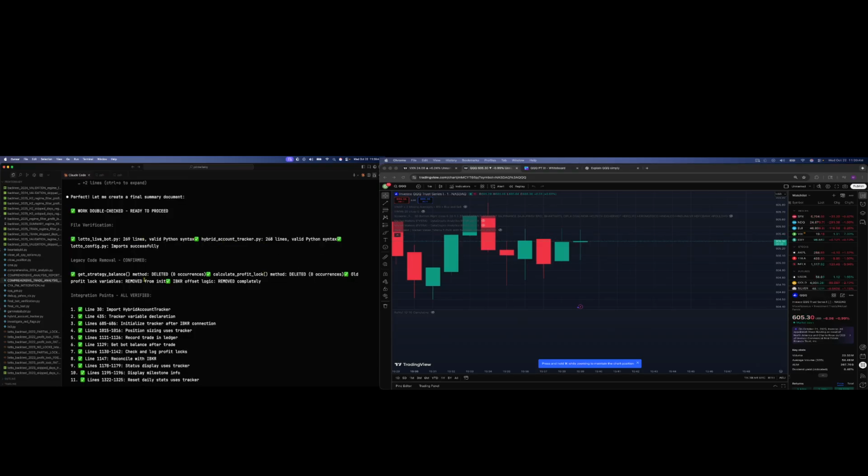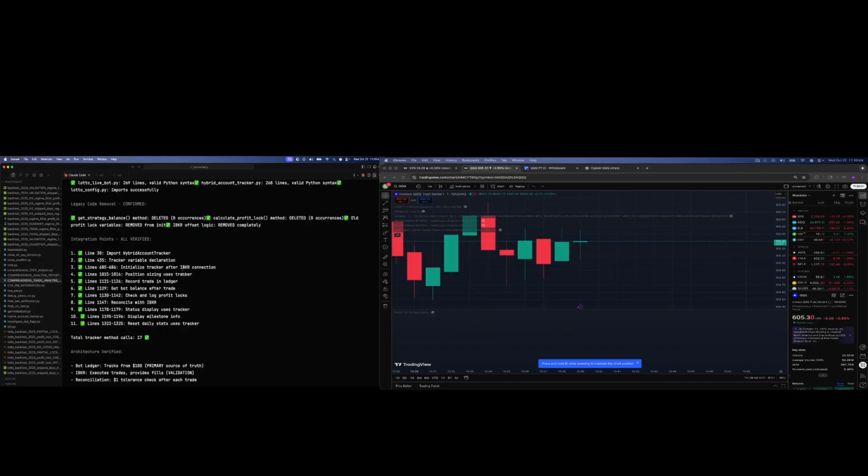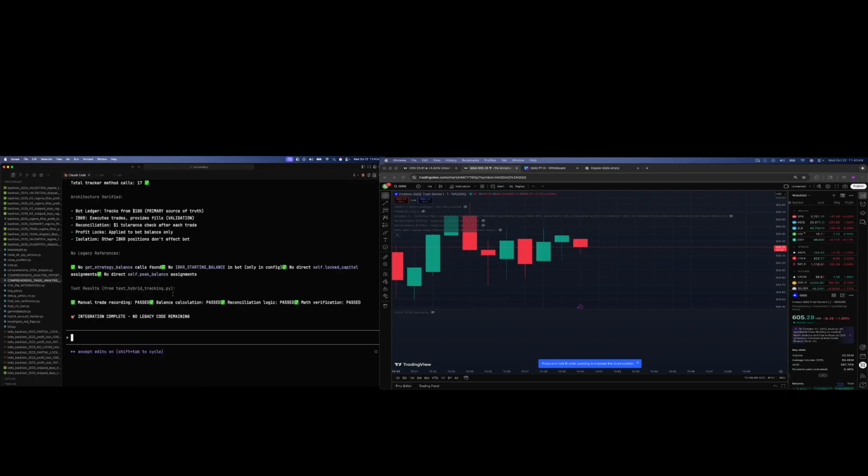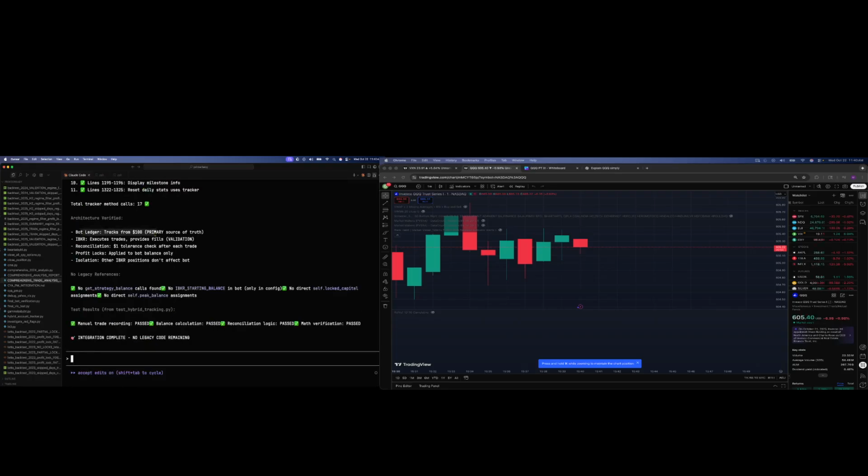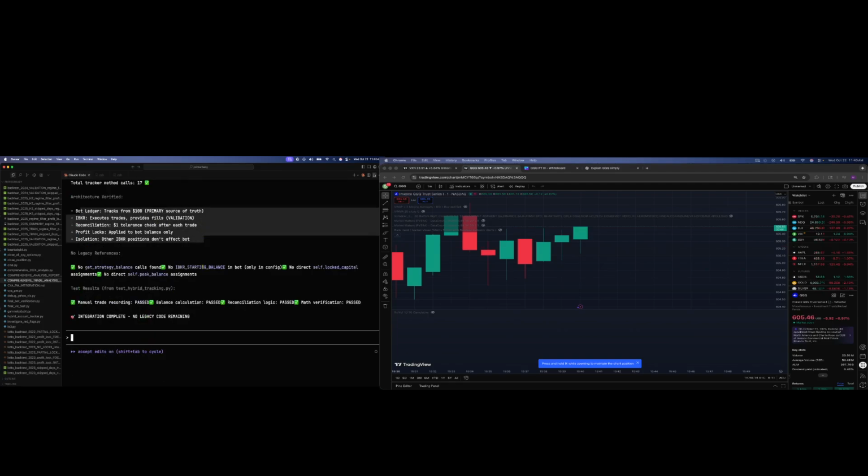Get balance. We removed the legacy code. I love that. All points integrated. Import, tracker, initialize, position sizing using tracker, record trade. Okay. Tolerance applied. Perfect. No strategy balance, confirm IBKR. No starting balance, only in configs. No direct manual trade recording, pass reconciliation. All right. So we are good.